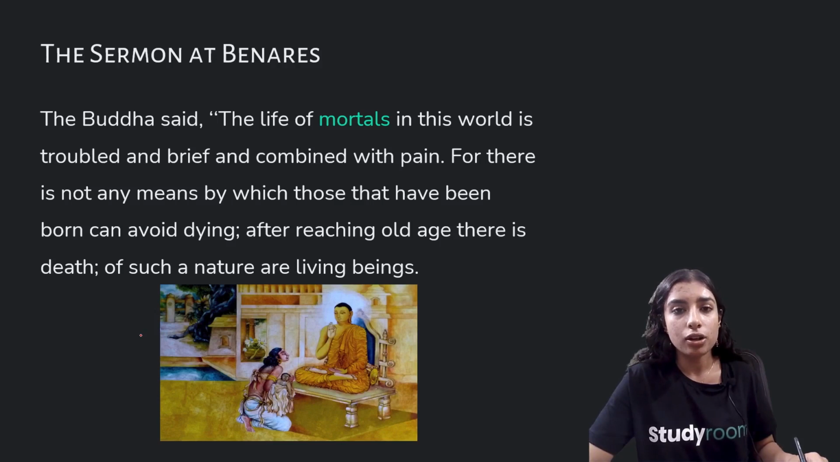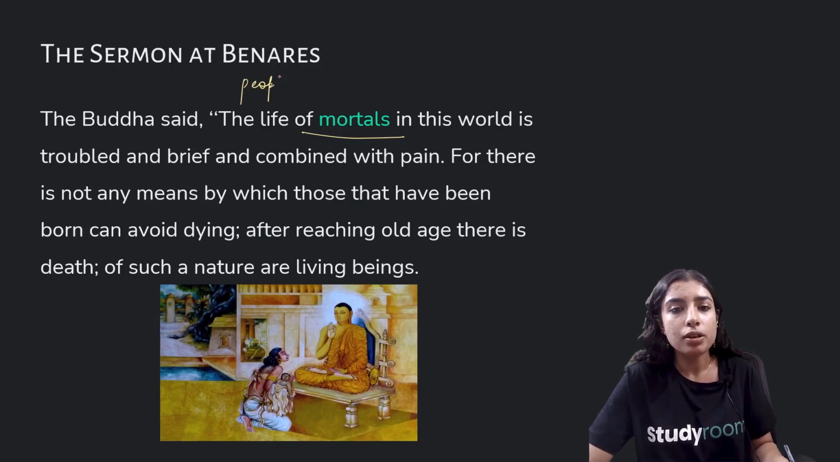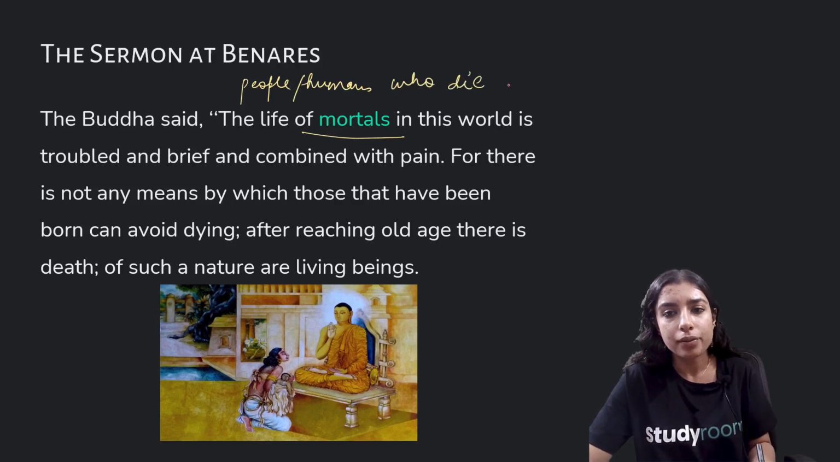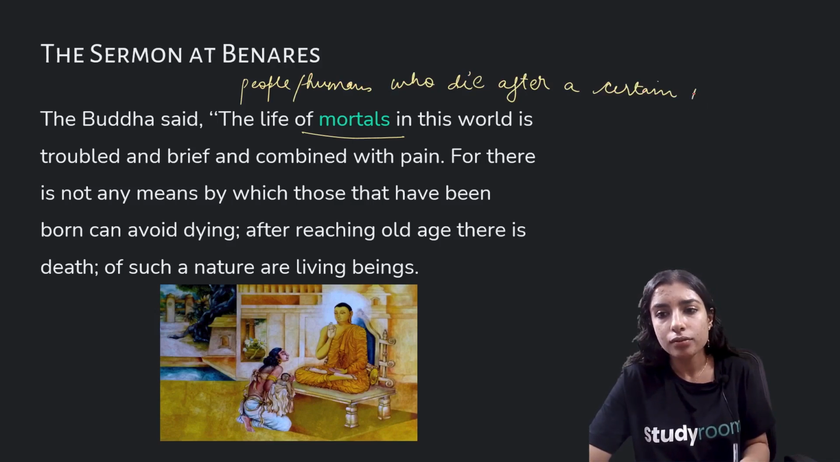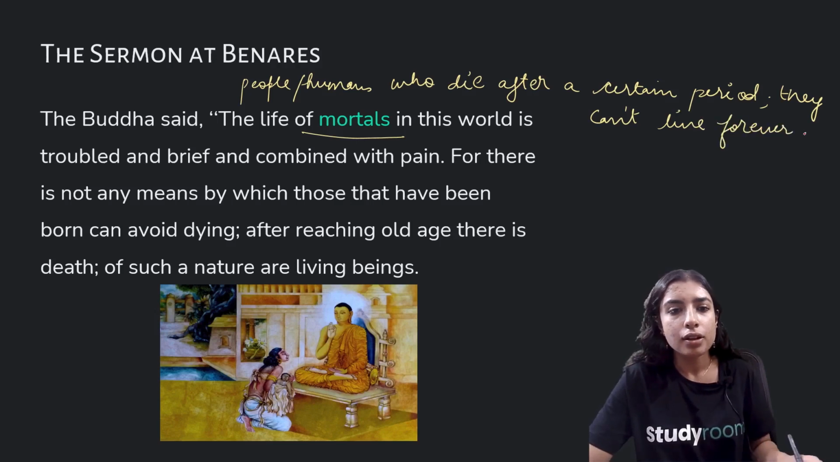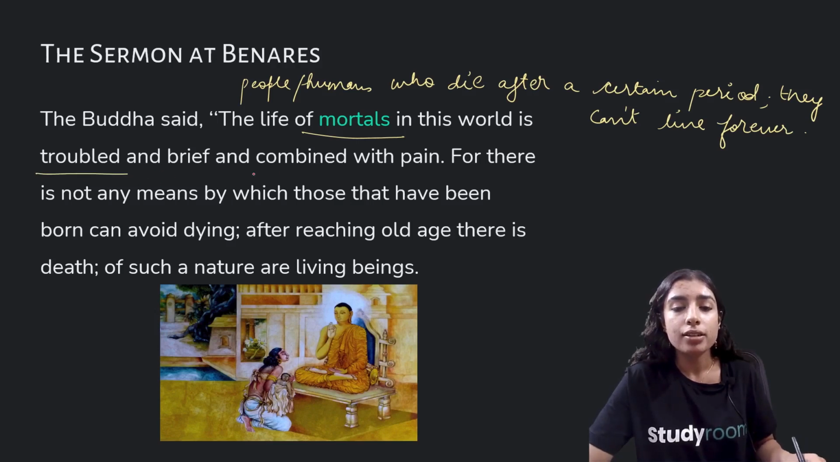So, in this particular thought by Buddha, Buddha says that the life of mortals refers to people and basically humans who die after a certain period. That is, they can't live forever. They're also the people who are troubled and live their lives with a certain kind of pain and grief.